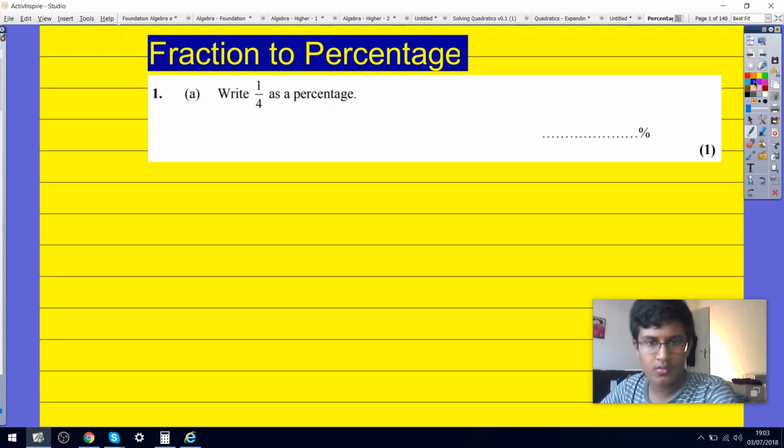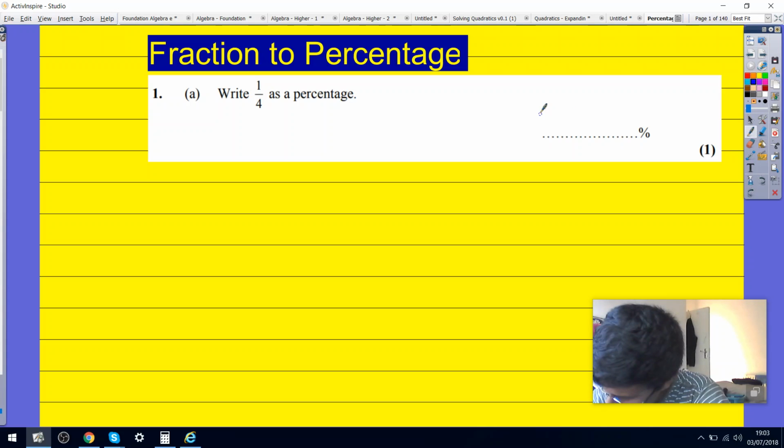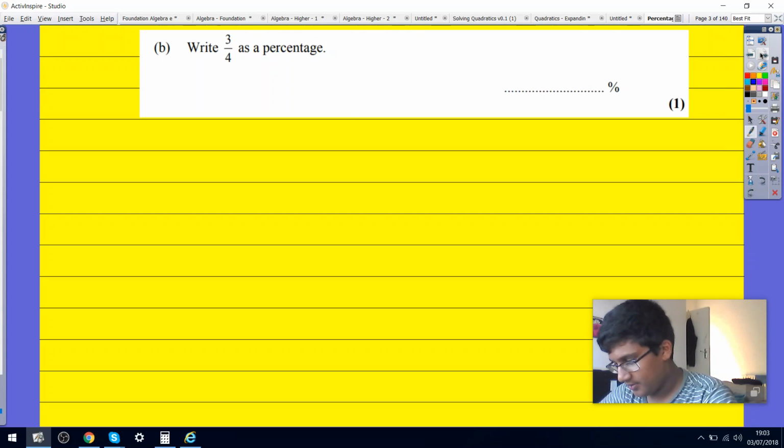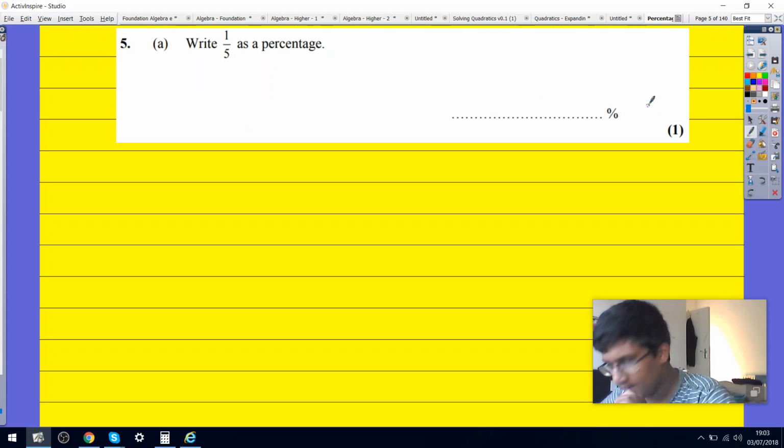Okay, so there's a few starter questions. What would this be? So 1/4 is 0.25, which is also equal to 25%. How about this one? 1/5. So 1/5 is 0.2, which is 20%.